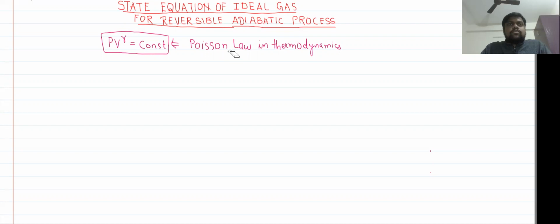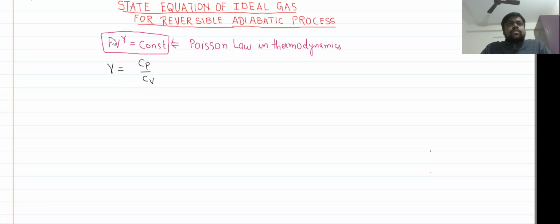Hello. So in this lecture, we are going to see the state equation of ideal gas for a reversible adiabatic process, and we are going to prove this equation, PV to the power gamma equal to constant, which is a very famous equation used for the state equation of an adiabatic process. So in this, what is gamma? Gamma is the specific heat ratio, that means Cp by Cv.